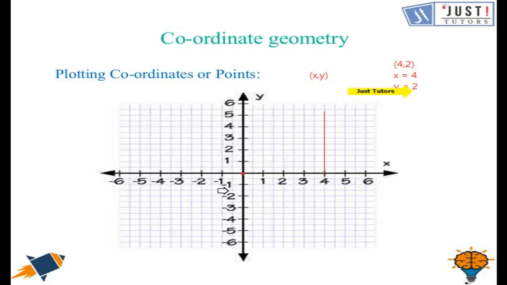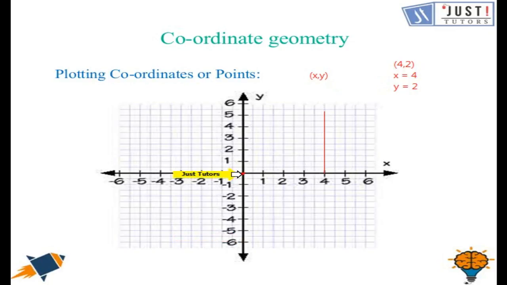Because x was positive, we moved to the right. If it was negative, we would move to the left. The negative sign always tells us to move left, and the positive sign tells us to move right. Similarly, on the y-axis, a positive sign tells us to go up and a negative sign tells us to go down. So keep this in mind always while plotting any coordinate. Okay, let's go back to this problem.